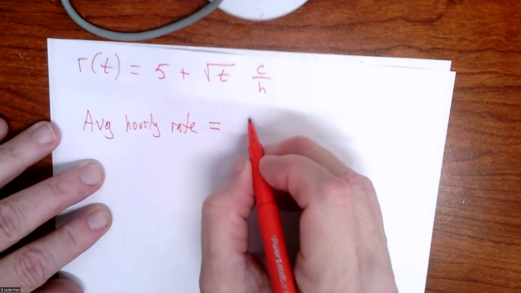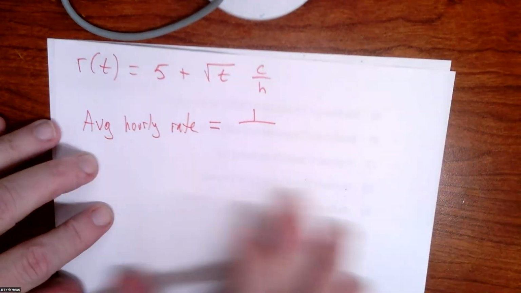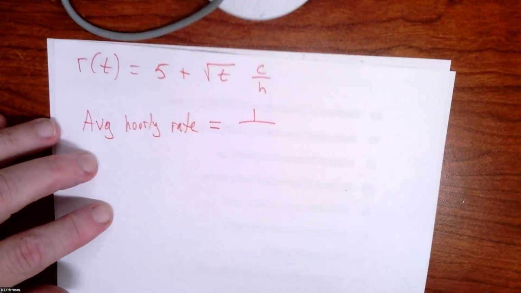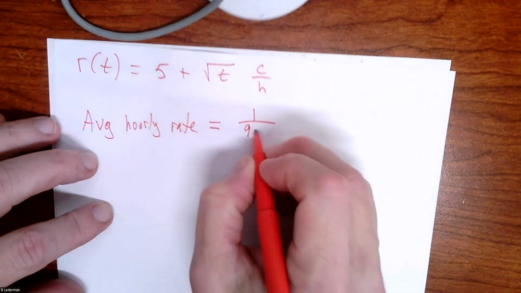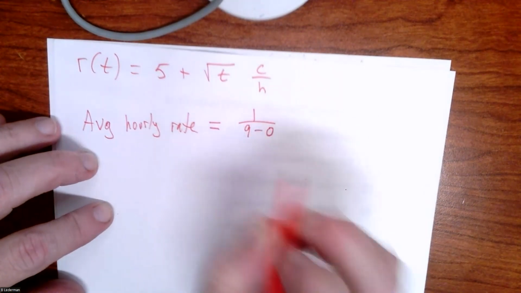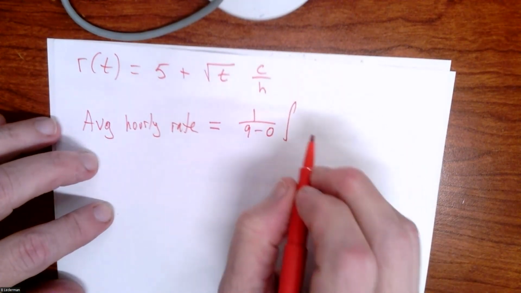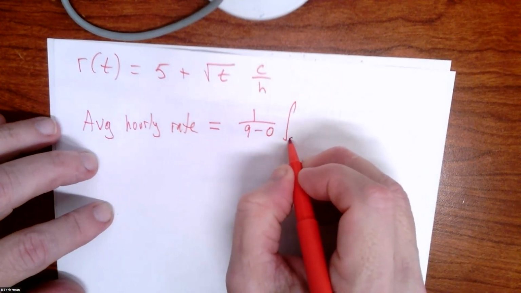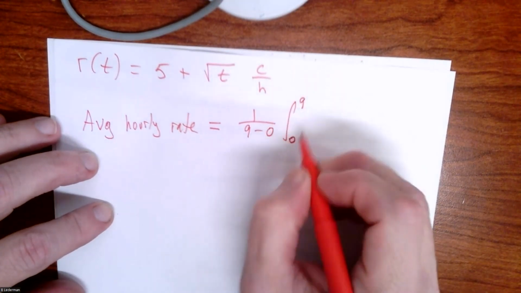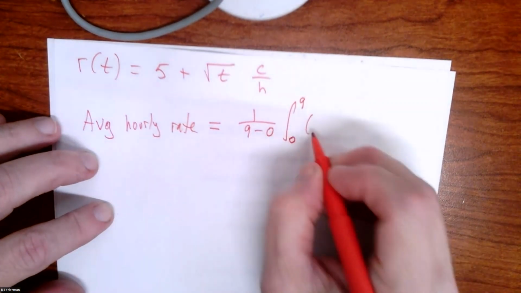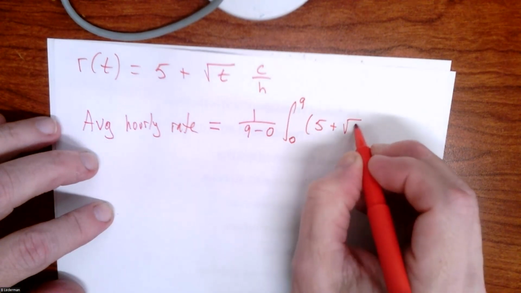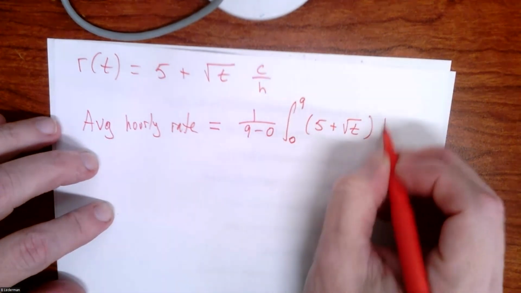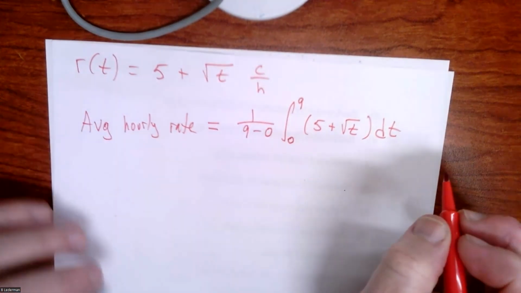1 over, now it's a 9-hour workday. So you started at time t equals 0 and you ended at t equals 9. So it's 1 over 9 minus 0, times the integral from 0 up to 9, that's our 9 hours, of 5 plus the square root of t dt.